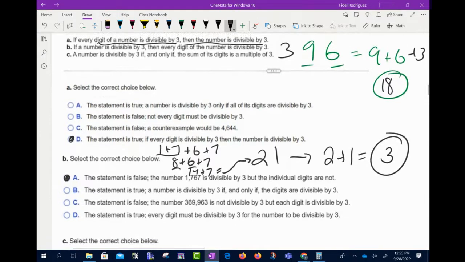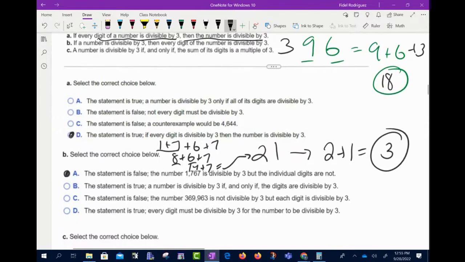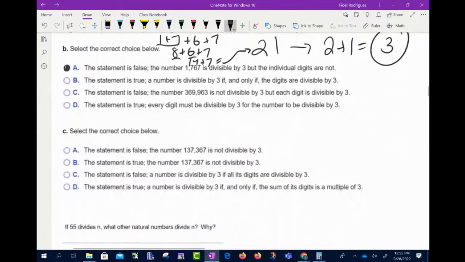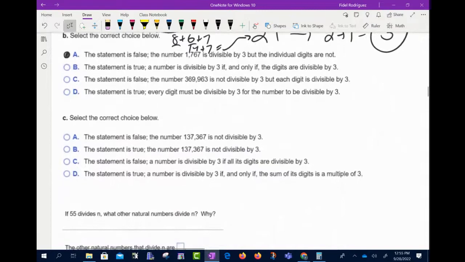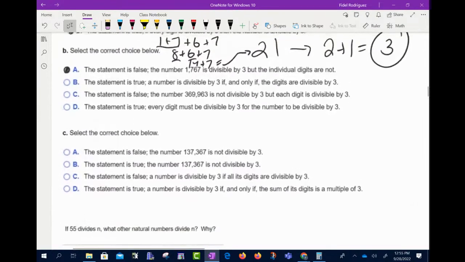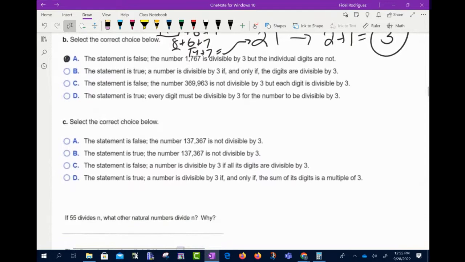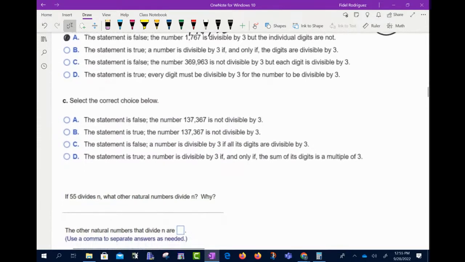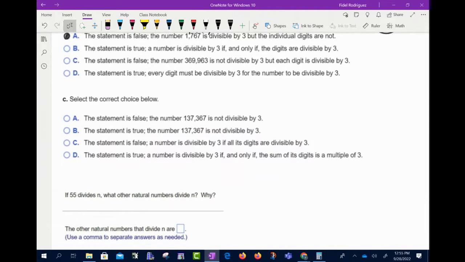Now, part C says a number is divisible by 3 if and only if the sum of its digits is divisible by 3. Okay. Let's see. So we got a couple of choices here. It says the statement is false. The number 137,367 is not divisible by 3. So let's see.